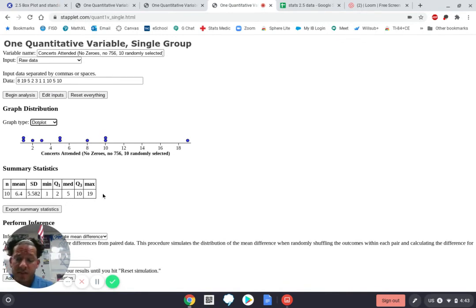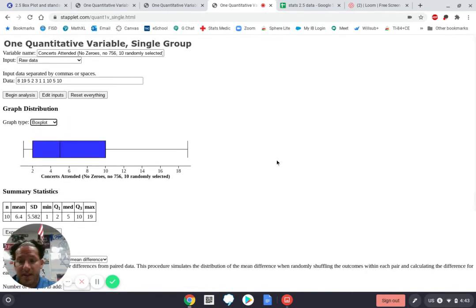The nice thing about Statlet is that it finds the 5-number summary for us. There's the same 5 numbers that we found. We have a dot plot there, and we can go to a box plot, and that pretty much looks exactly the same as what we just drew. So good job by us.